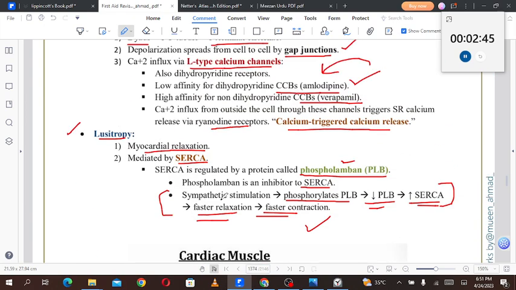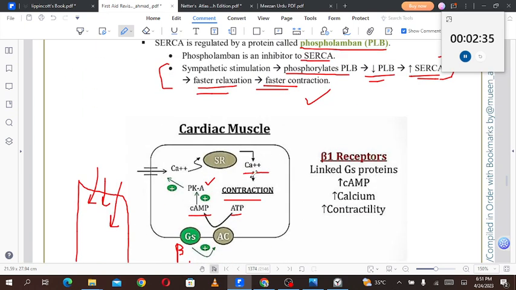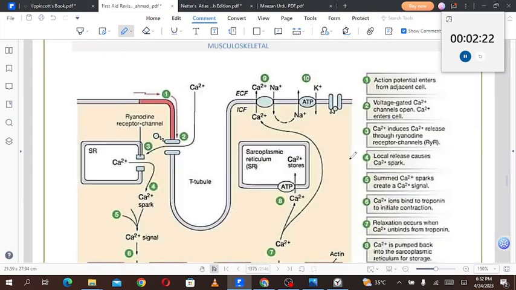On top of that, the phospholamban is inhibited, and SERCA comes out of inhibition, and increased SERCA activity will do the calcium uptake, so that the calcium can be available in the next contractile cycle. So faster relaxation leads to faster contraction. The beta 1 receptor linked to Gs protein increases cAMP, increases calcium, and increases contractility, right?